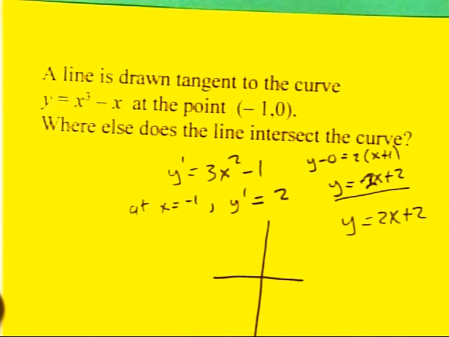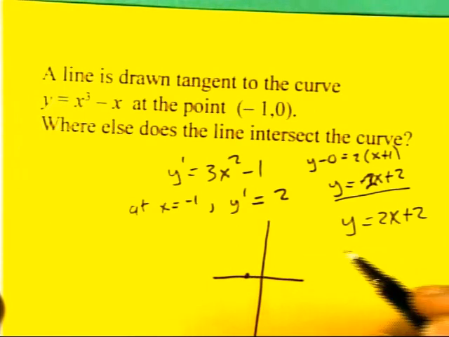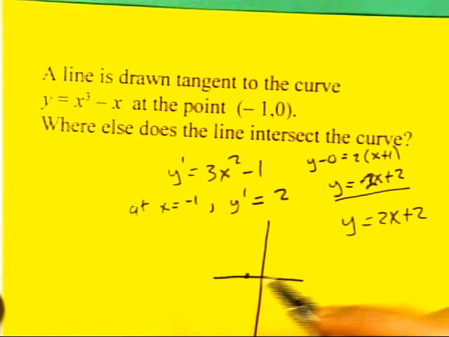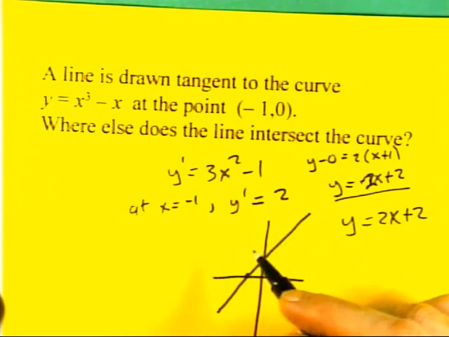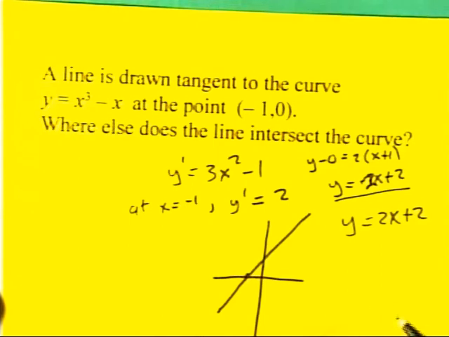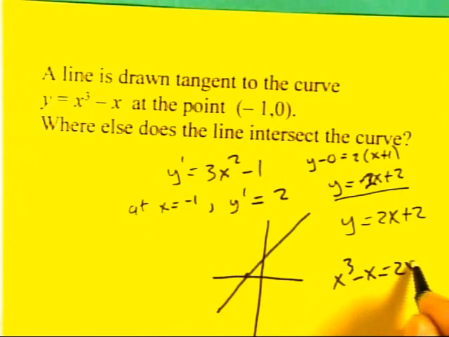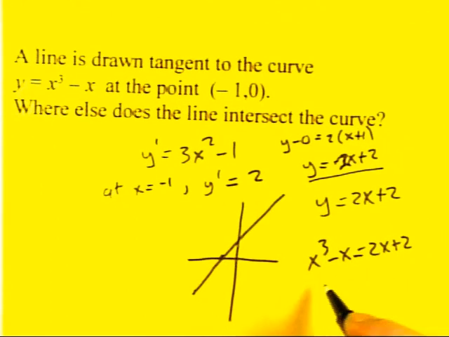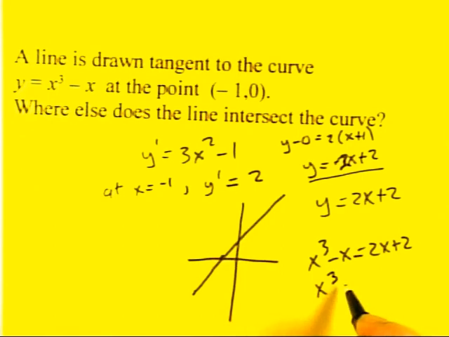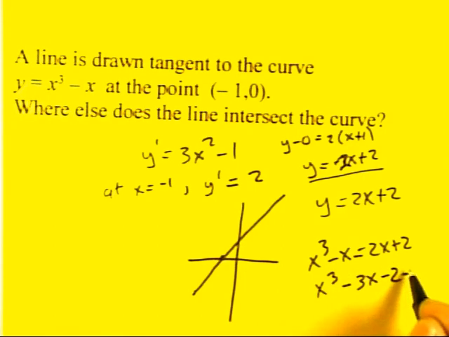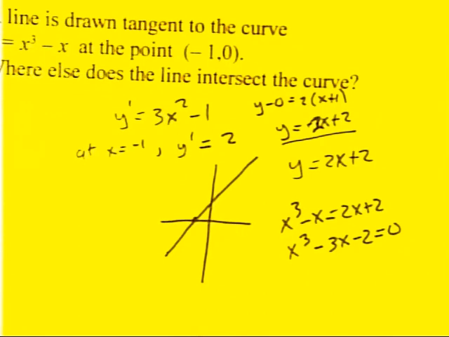So we got this curve, x cubed minus x, at the point -1, 0. We know that the equation of the line, 2x plus 2, looks like this, right? And we want to know where else it intersects. So what do we do? Okay, we just make x to the third minus x equal 2x plus 2. And then we solve. How do we solve? Okay, we're going to subtract 2x from both sides. What do we do from here?